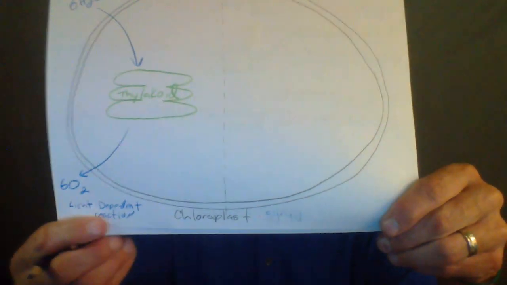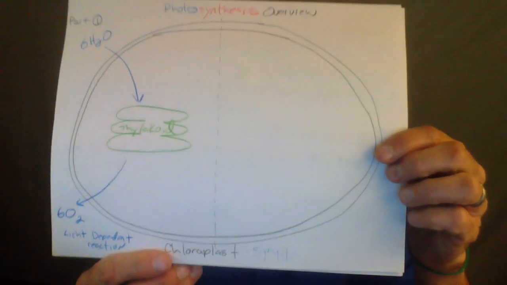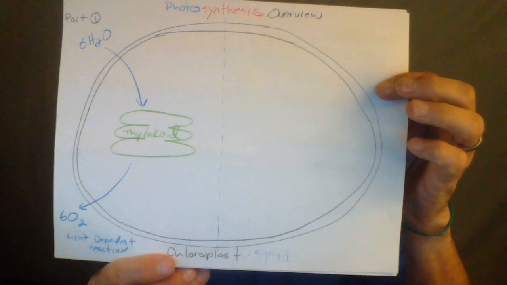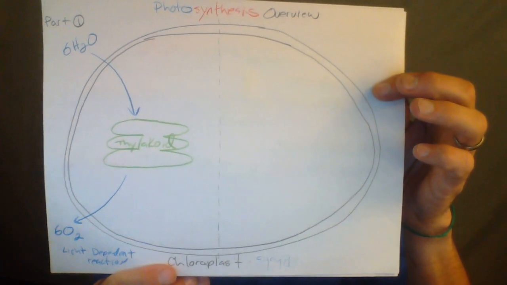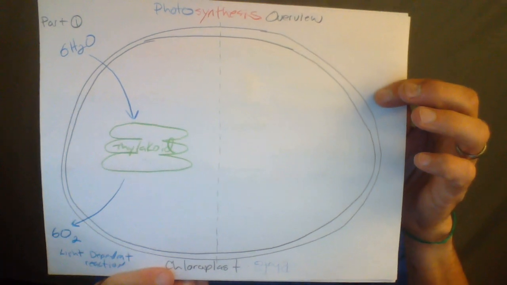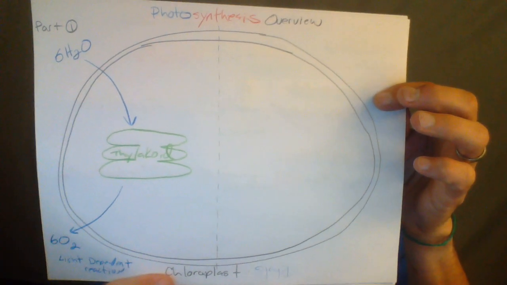So there it is. The light-dependent reaction. So the water is going in, the oxygen's coming out. But remember, we also have these low-energy intermediates going in.